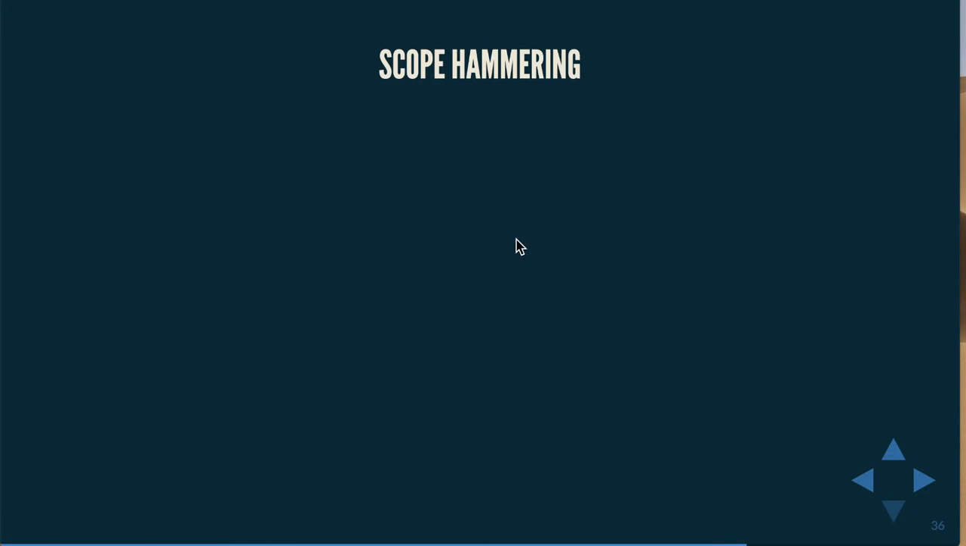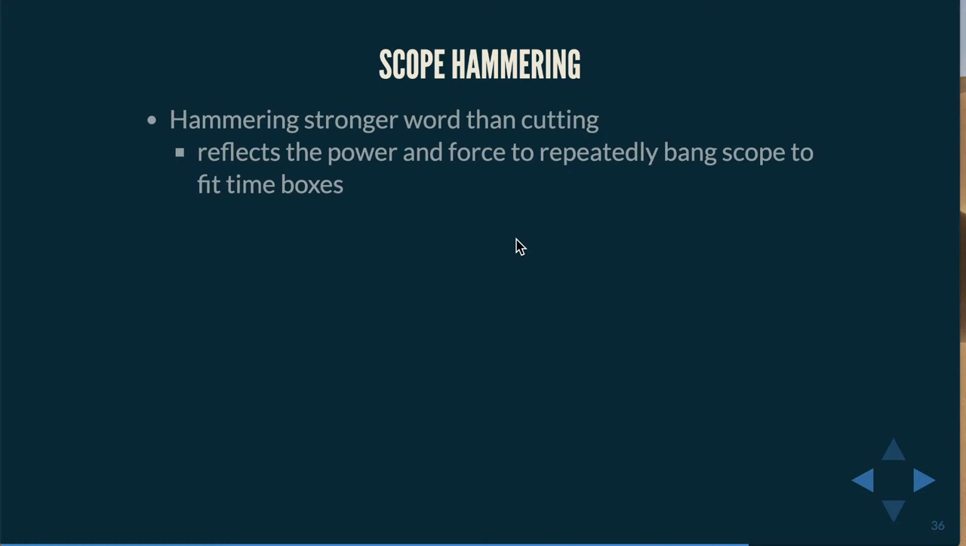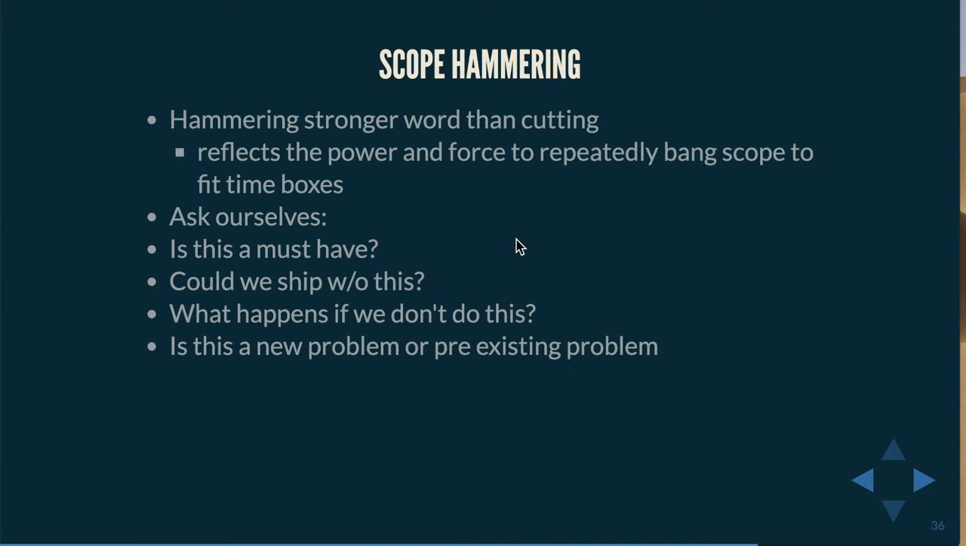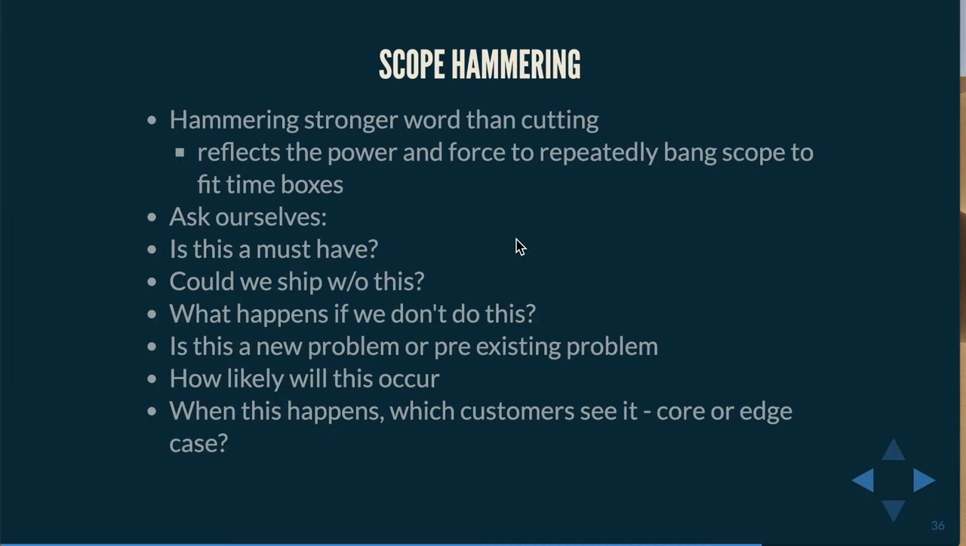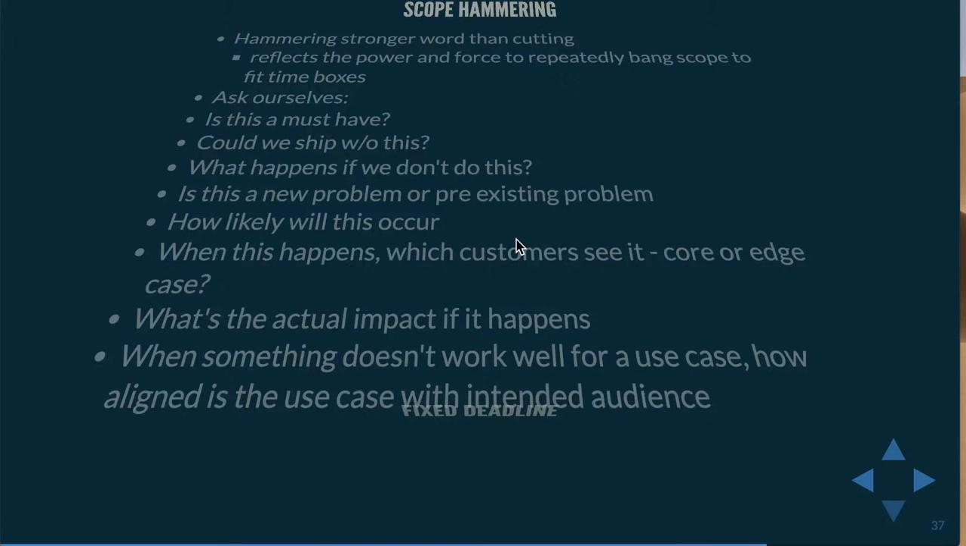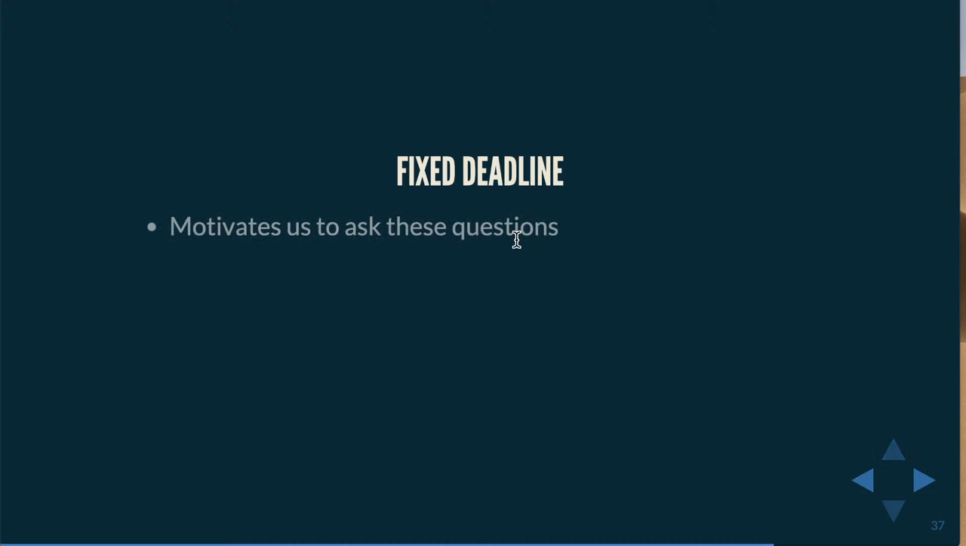So it brings up their term hammering. Instead of cutting scope, they think hammering's a better word. It reflects the power and force that you need to repeatedly bang scope to fit in the time boxes. You should ask yourself the following: is this a must-have? Could we ship without this? What happens if we don't do this? Is this a new problem or a pre-existing problem? When it happens, which customers see it? Is it the core or just an edge case? What's the actual impact if it happens? And when something doesn't work well for a use case, how aligned is the use case with the intended audience? Of course, they have 6-week fixed deadlines, and that will motivate us to ask all these questions to make sure what we're doing fits.